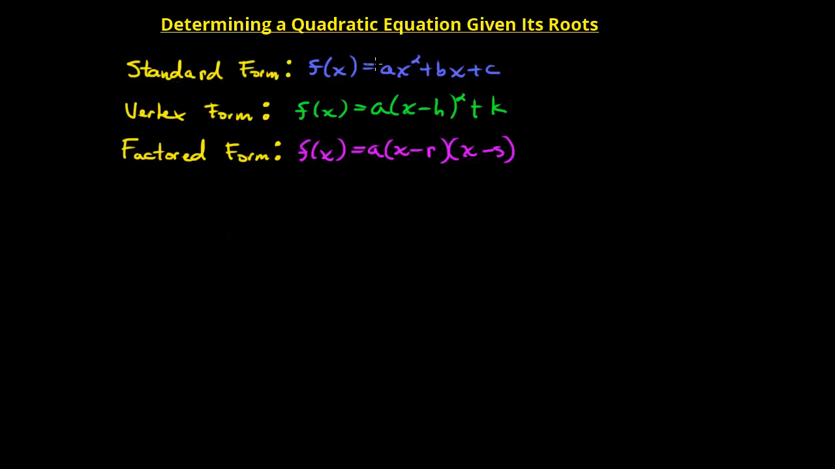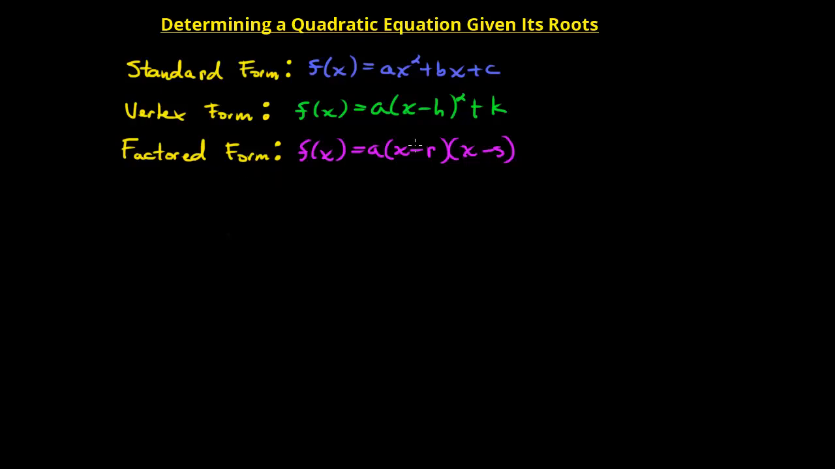The first is standard form, where we have the equation written in the form f of x is equal to ax squared plus bx plus c, where a is not equal to 0, because if it were equal to 0, we would get a linear function. The next is vertex form. In vertex form, we have f of x is equal to a times x minus h squared plus k, where h comma k gives us the vertex of this function.